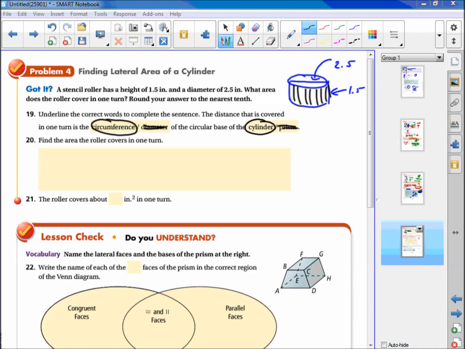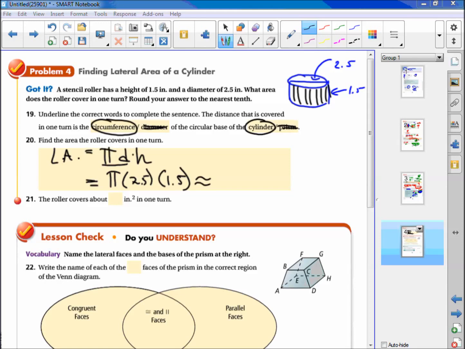Find the area the roller covers in one turn. So our lateral area is all we're looking for. We don't care about the circles on top and bottom, our bases. And we can use pi times diameter times h. Remember, this first part is our circumference, and h is the height of our cylinder. So we're going to do pi times 2.5 times our height of 1.5.